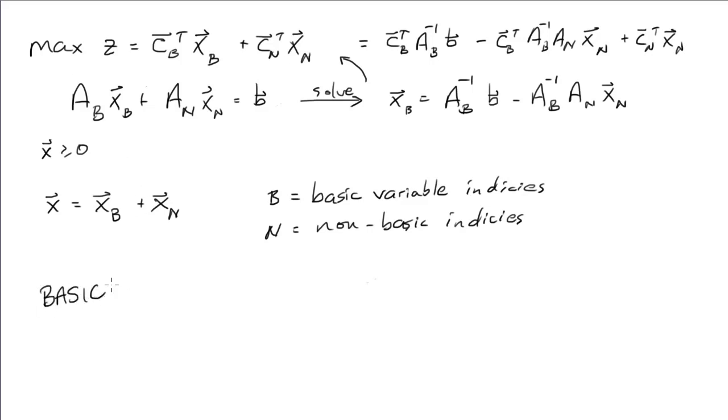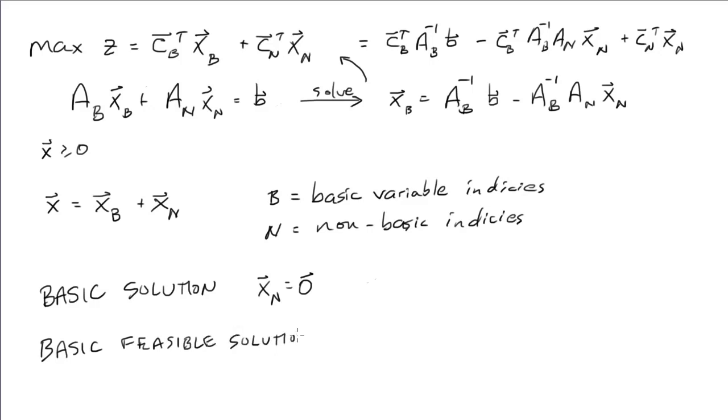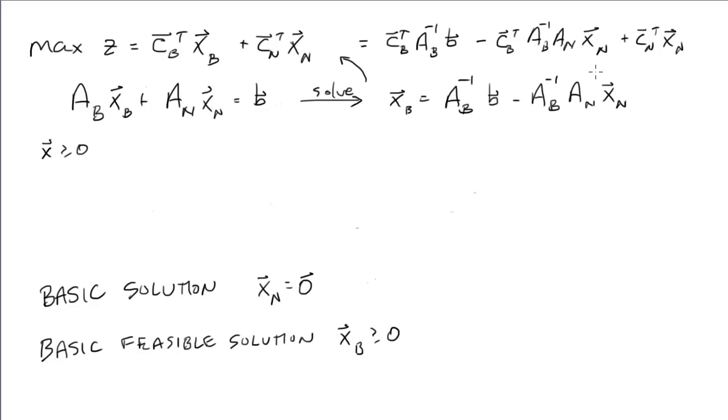Terminology: a basic solution is defined as the non-basic variables are set to 0. A basic feasible solution is when the basic variables are feasible. For a basic solution, there's our criteria for basic feasible solution.